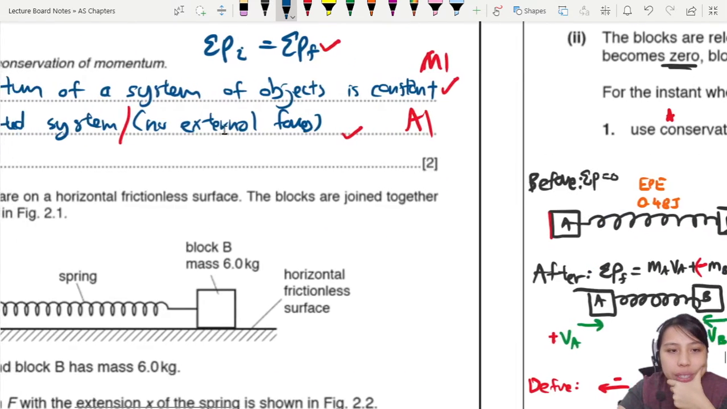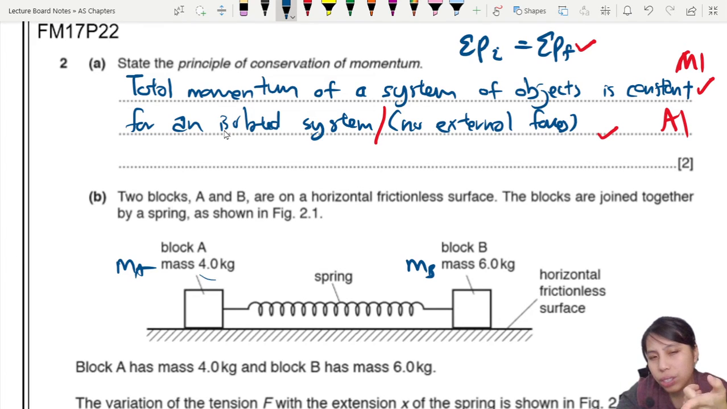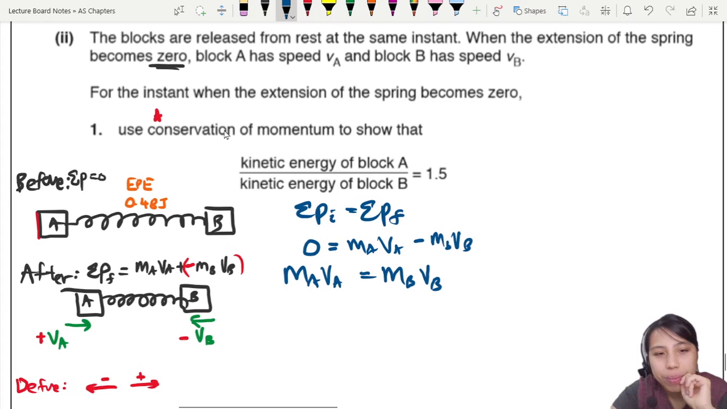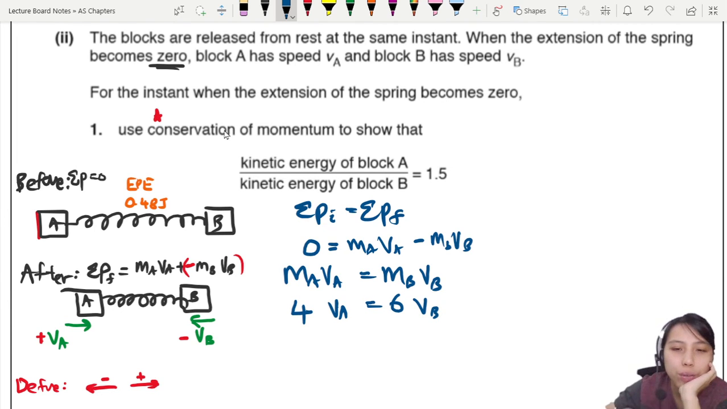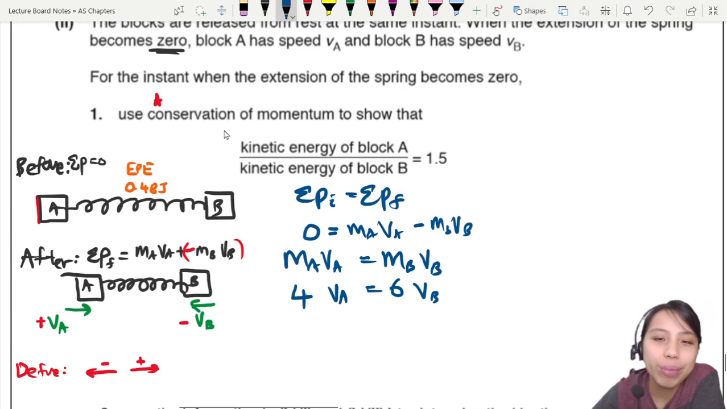Do we have masses? That is the next question. Did they give anything? Oh yes, they did. MA is 4 kg. MB is 6 kg. So 4 and 6. Let's substitute that into our equation. So this is going to be 4 VA equals 6 VB. How is that helpful? We are kind of stuck. Never mind, we chill here first. Maybe we can use this information later.